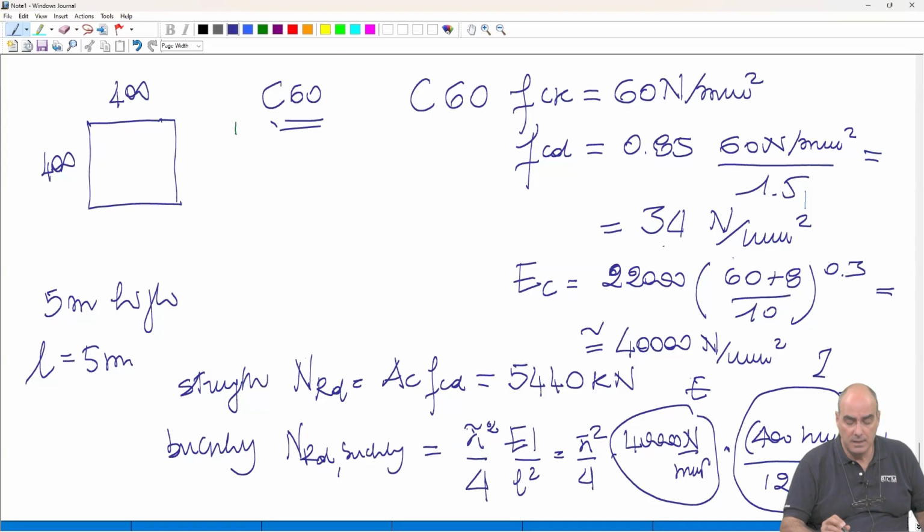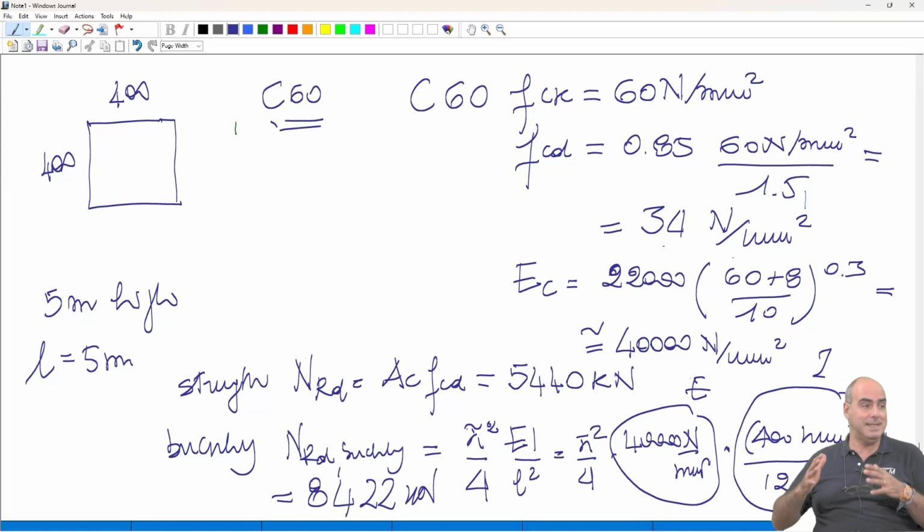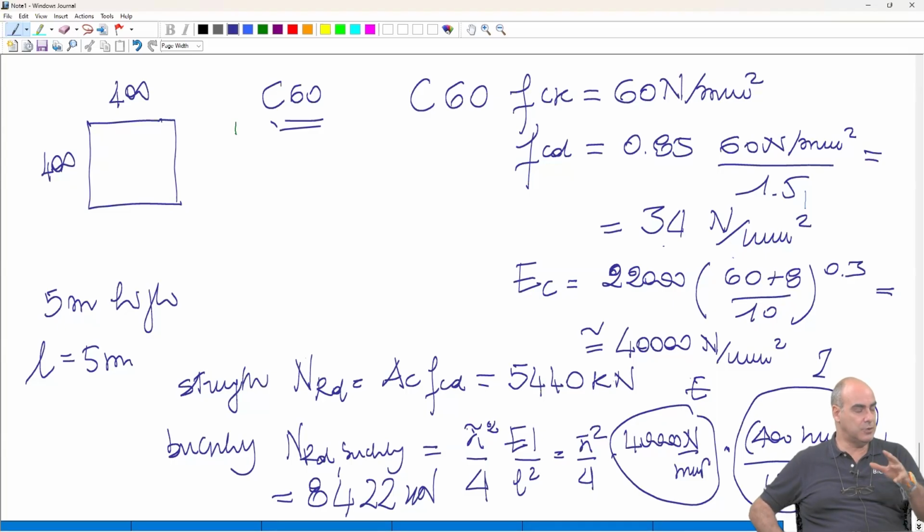8,000? 8,422 kilonewton. So you see the buckling load in this case is about 60% higher, more or less. There is a ratio 1.6. So, but it's more than half of that, or more or less close to 50% higher.